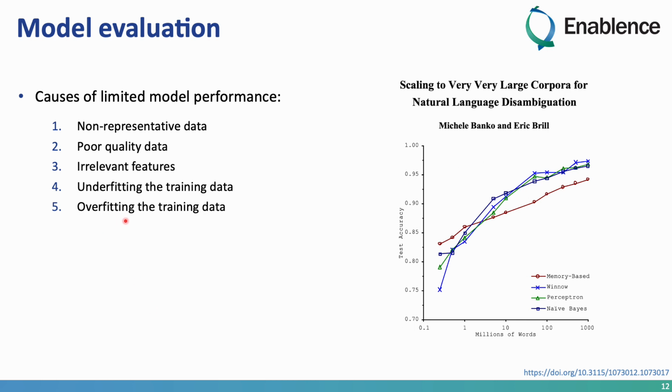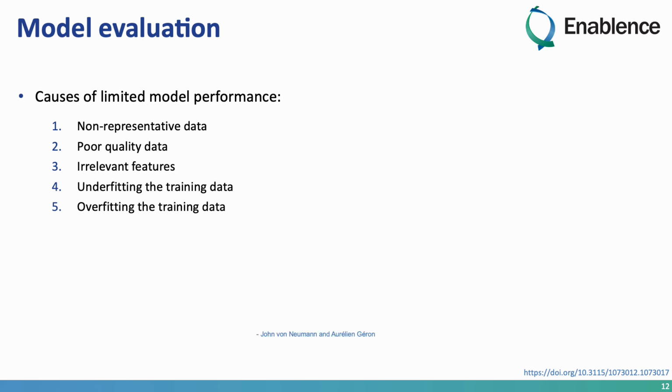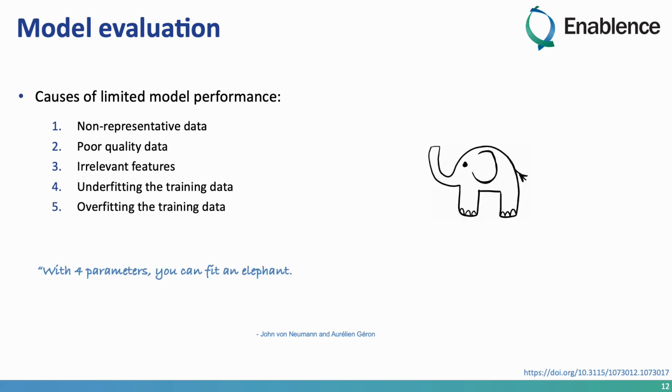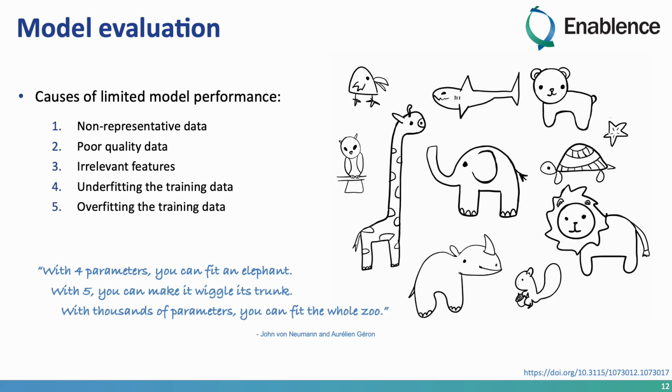So to wrap up this discussion and to emphasize this point, let me share with you a wonderful quote by the mathematician John von Neumann, which was later augmented by the ML expert Aurélien Géron. With 4 parameters, you can fit an elephant. With 5, you can make it wiggle its trunk. With thousands of parameters, you can fit the whole zoo. Machine learning models, especially deep neural networks, have tens of thousands or even millions of parameters. So this gives them great flexibility, but also makes them highly susceptible to overfitting.